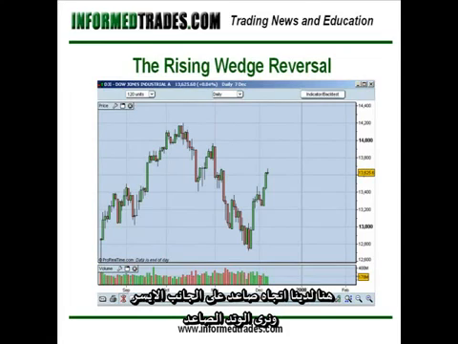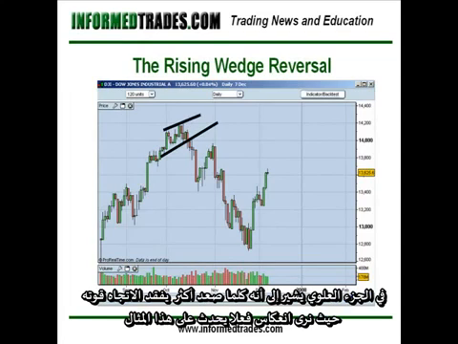Here we have the uptrend in place. On the left-hand side of the chart, we see the rising wedge at the top of that, indicating that that uptrend is losing steam, and we see the reversal actually coming into play there as well on this one.